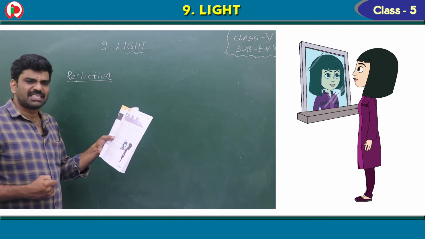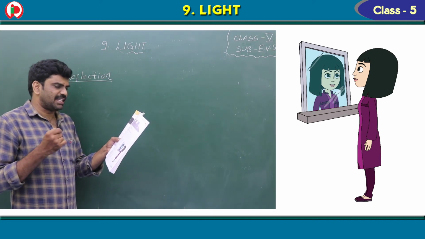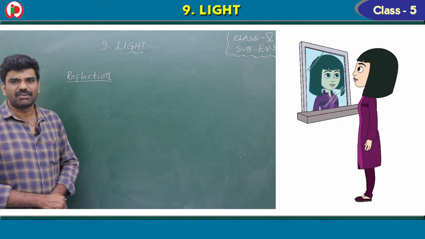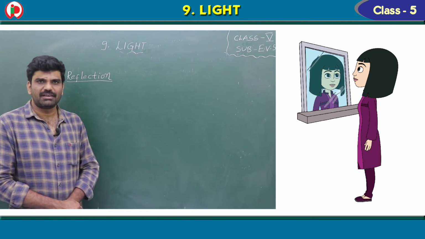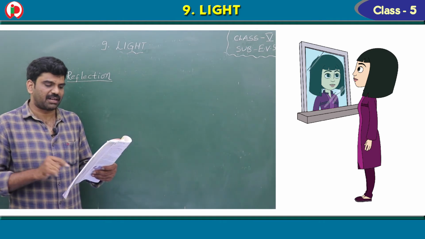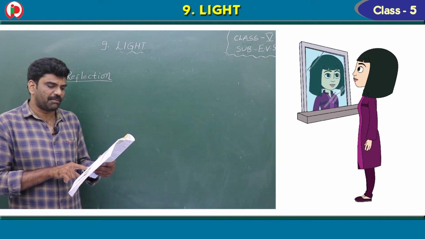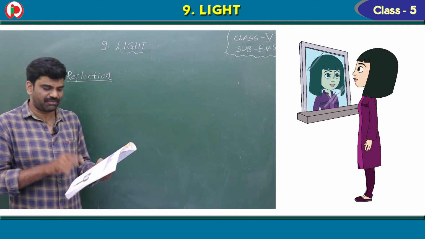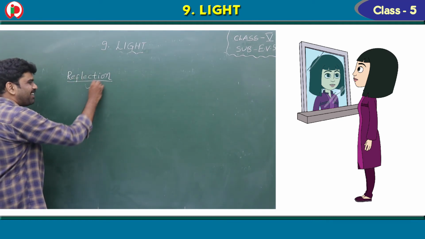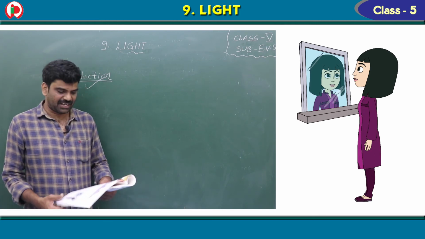Then what is the physics behind that? Let us see. Have you ever thought why you can see your face in the mirror but not in a piece of wood? Can you see your face in the piece of wood? No. But we can see our face in the mirror. Have you ever wondered how you are able to see your image in the mirror or a shiny metallic surface? It happens due to a phenomenon called reflection.